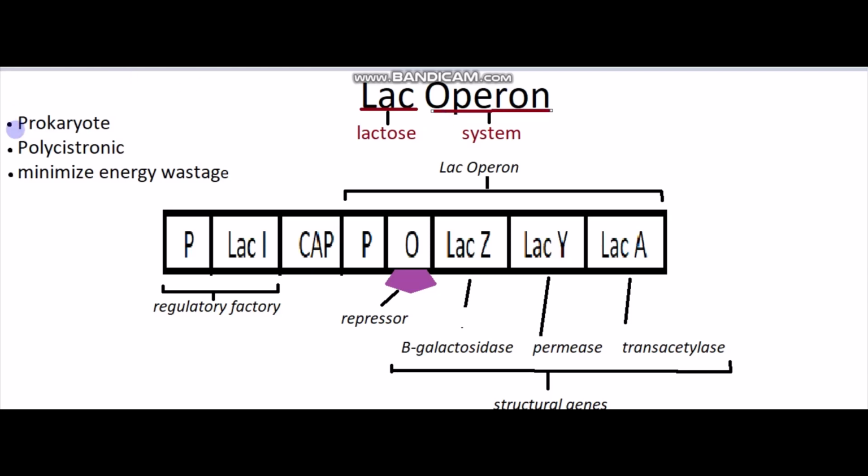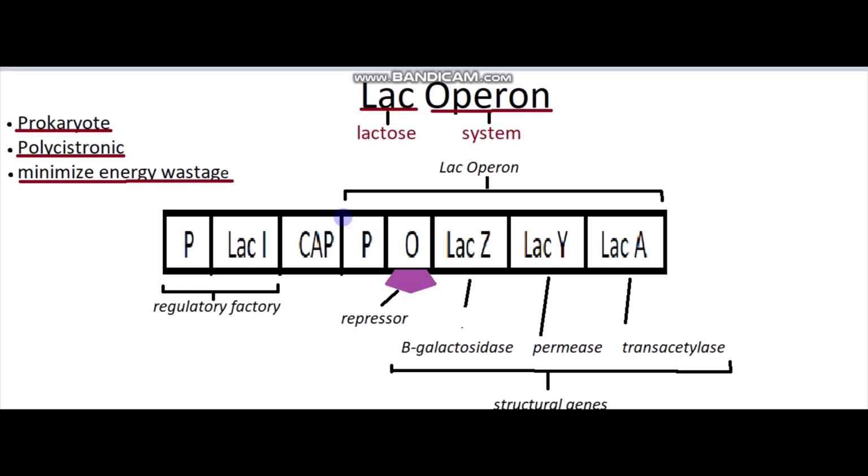Operons are mostly found in prokaryotes and are absent in eukaryotes. They are polycistronic, which means that a single mRNA transcript can code for multiple proteins. Bacteria use the concept of operons to minimize energy wastage, as resources are limited in the environment, so the bacteria does not want to waste enzymes and proteins coding for lactose metabolism when lactose is not present in the environment.